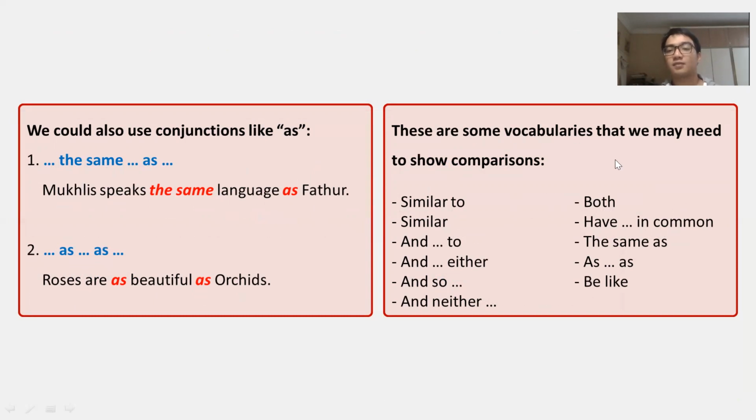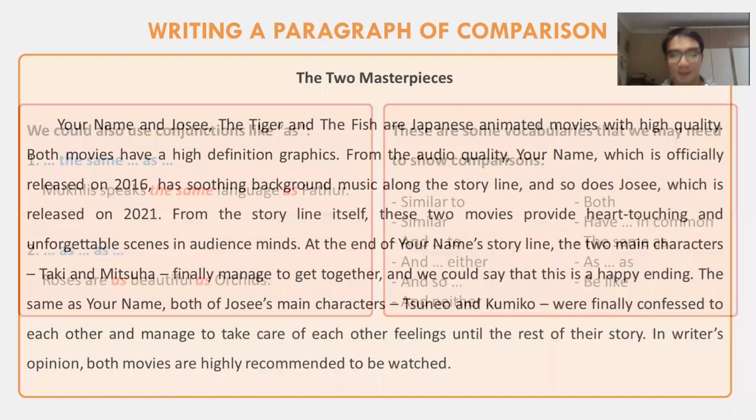And these are some vocabularies that we may need to use to show comparison: similar to, and, either, and so, and neither, both, have in common, the same as, be like that.